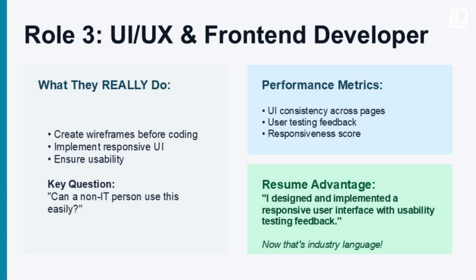How do you excel in this role? Step 1. Create wireframes before coding. Sketch the screens. Map the user flow. Step 2. Maintain design consistency. Don't use 5 different button styles across your app. Step 3. Conduct usability testing. Give your system to someone who's never seen it and watch them try to use it. You'll immediately see what's confusing. For performance metrics, track UI consistency across all pages. Track user testing feedback. Track your responsiveness score on different devices. The resume advantage. You can say, I designed and implemented a responsive user interface with usability testing feedback. That's industry language. That's what front-end developers actually do.